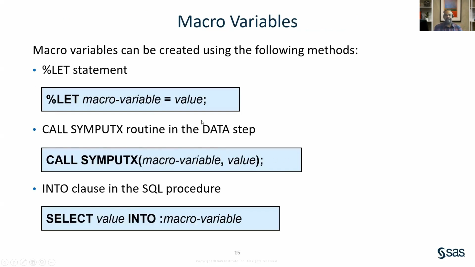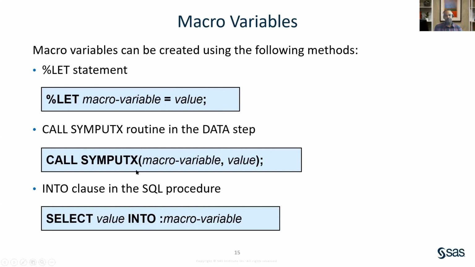Let's start with %let. %let creates a macro variable as follows. %let, you give it a name, and you assign it a value. That value will be stored as text. If you bound it within quotation marks, quotes are stored as part of the value.